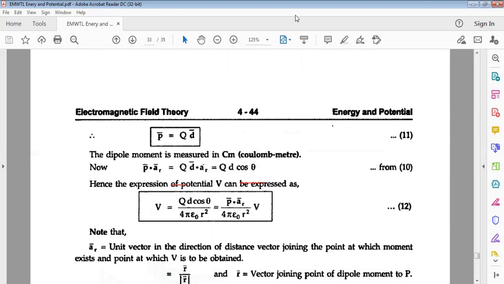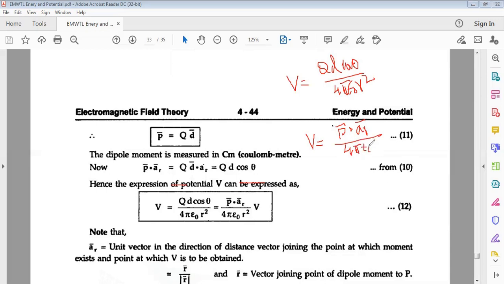What is the potential we got? V is equal to q d cos theta, whole divided by 4 pi epsilon naught r square. Now we got q d cos theta in terms of the dipole moment p. So V is p bar dot a_r bar, whole divided by 4 pi epsilon naught r square, in volts. P bar dot a_r bar means the total q d cos theta. Understood, my students?